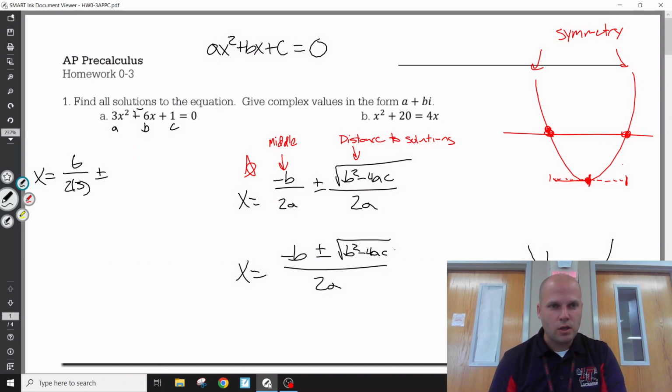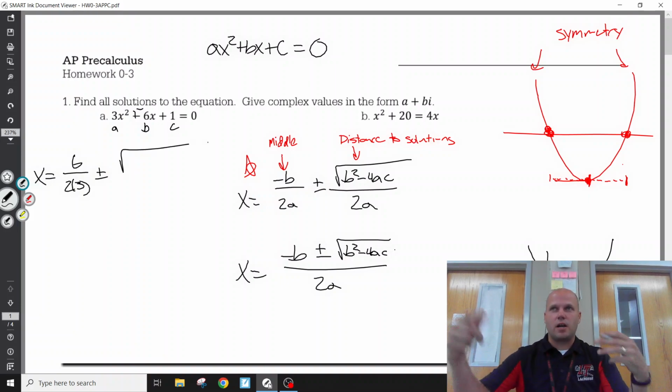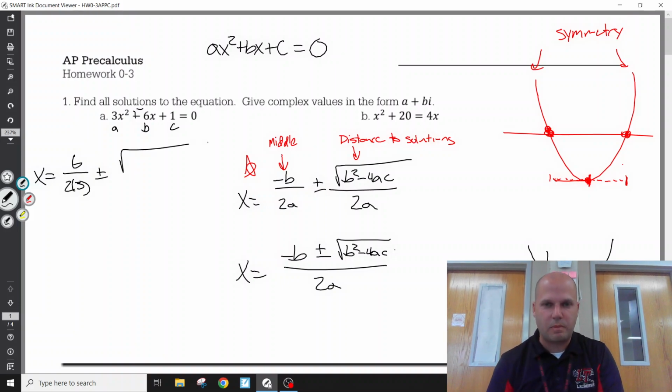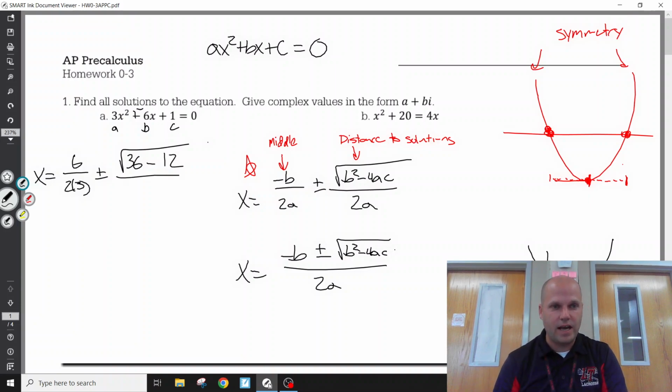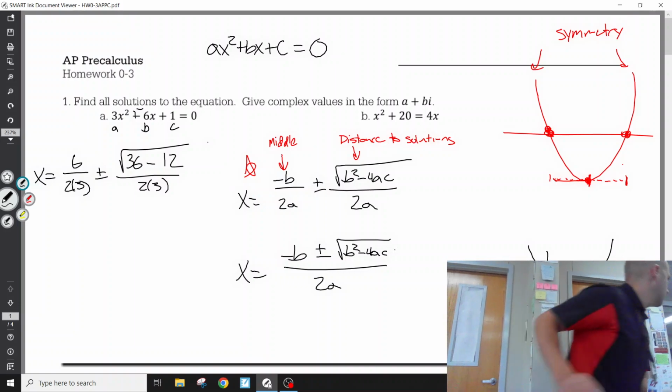Plus or minus, since I'm not using a calculator, I'm doing some of the work of B squared minus 4AC in my head. So first, B squared is -6 squared. I'm going to write -6 squared is 36. Minus 4 times A times C. That's 4 times 3 times 1, and that's 12. And that's over 2A. I'll be right back.